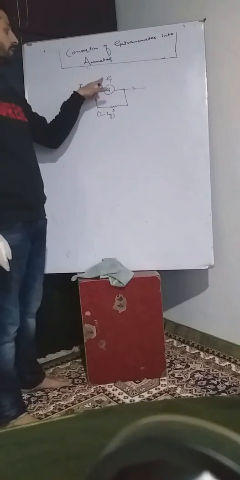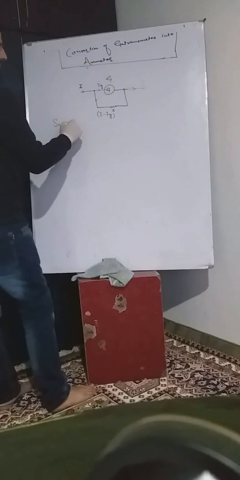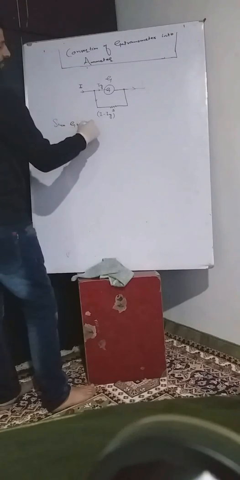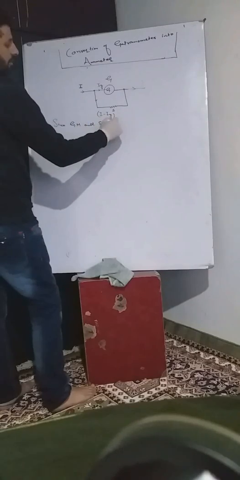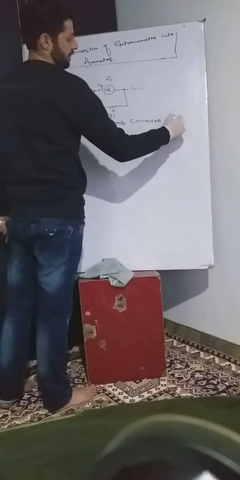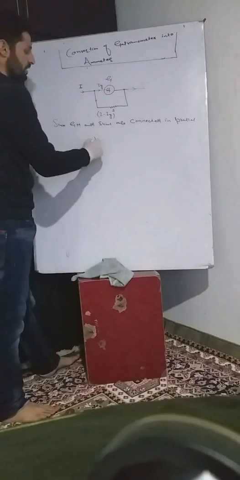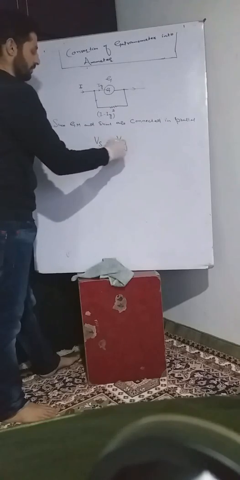We know that the galvanometer and shunt are connected in parallel. So when they are connected in parallel, we know that in parallel the voltage remains the same, so here Vs will be equal to Vg. Therefore Vs is equal to Vg.